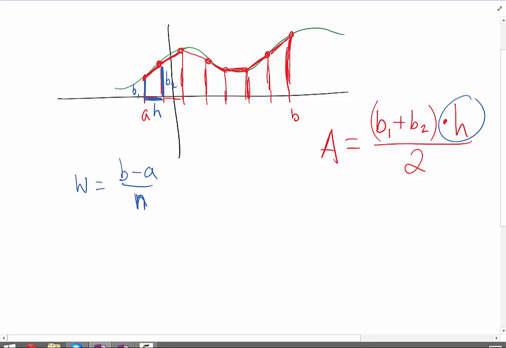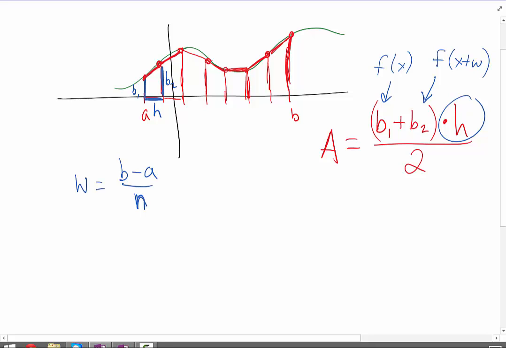And then base 1 and base 2 are just our f of x's. So base 1 would be f of x, and base 2 would be f of x plus one subinterval, whatever we're counting by. Sorry, it would be plus w, whatever we're counting by. We count by the w.